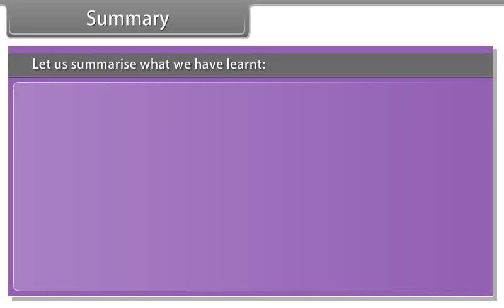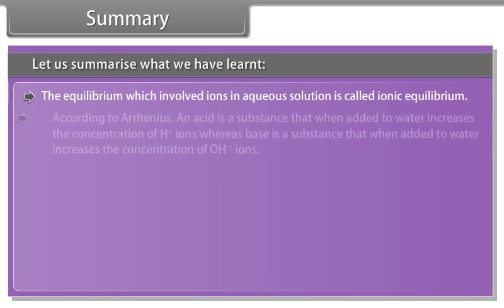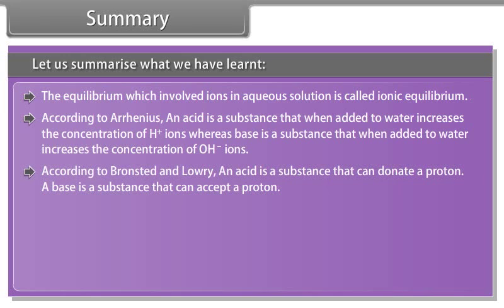Summary. Let us summarize what we have learned. The equilibrium which involves ions in aqueous solution is called ionic equilibrium. According to Arrhenius, an acid is a substance that when added to water increases the concentration of H+ ions, whereas a base is a substance that when added to water increases the concentration of OH- ions. According to Bronsted and Lowry, an acid is a substance that can donate a proton. A base is a substance that can accept a proton.